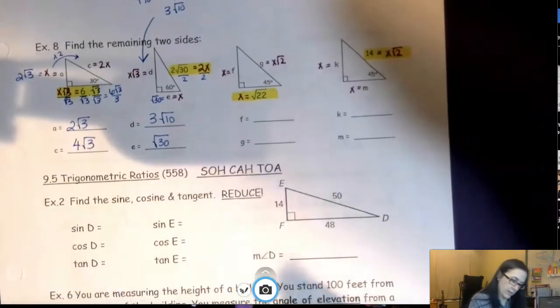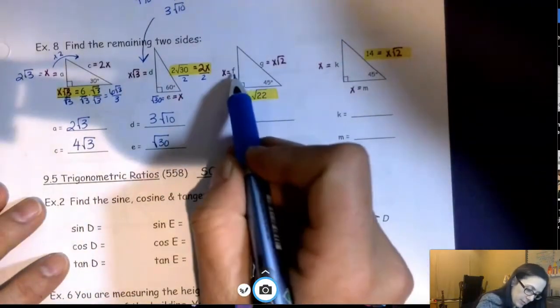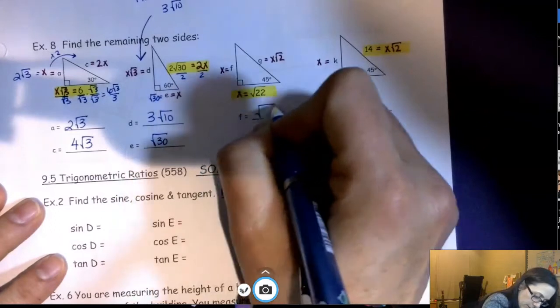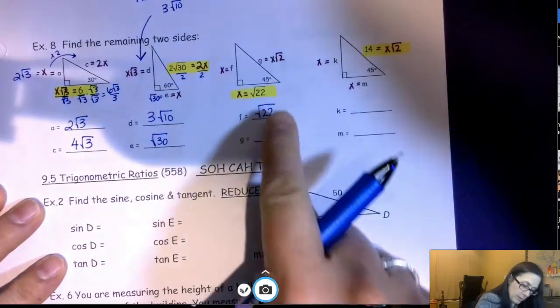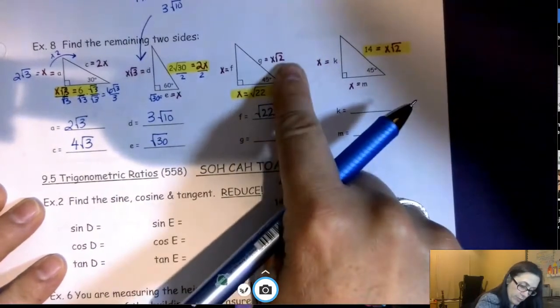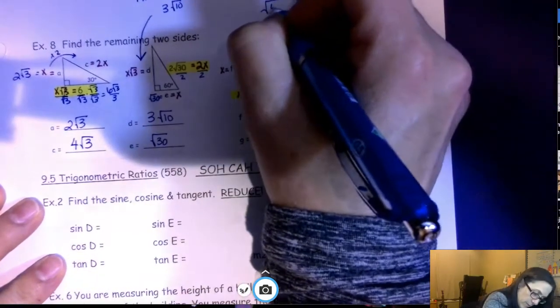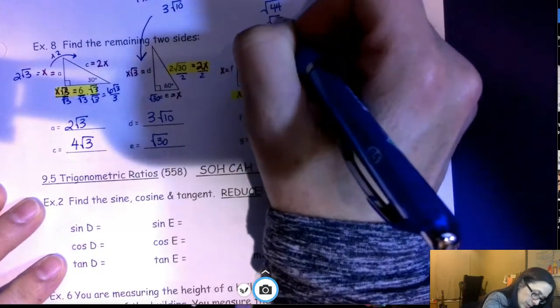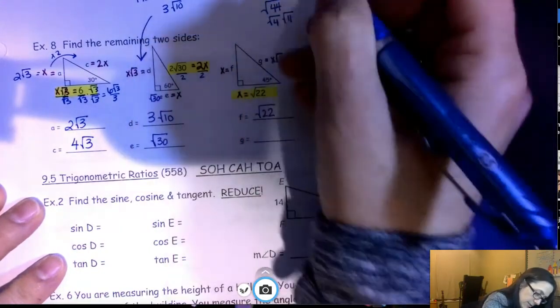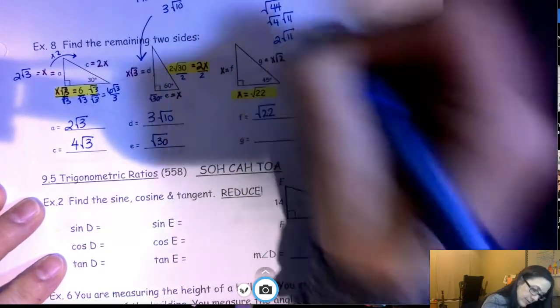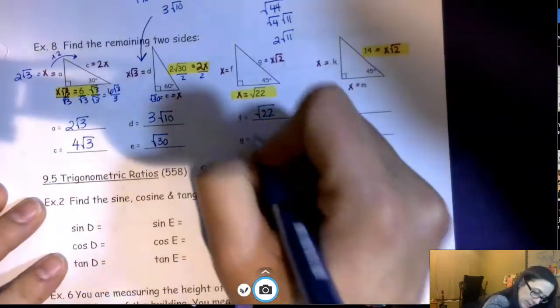The ones over here, well, if I know x is root 22, f has to be root 22 as well. I'm going to multiply both of those by root 2. So root 22 times root 2 is going to be root 44, which is 4 times 11, or 2 root 11. We're going to get 2 root 11.